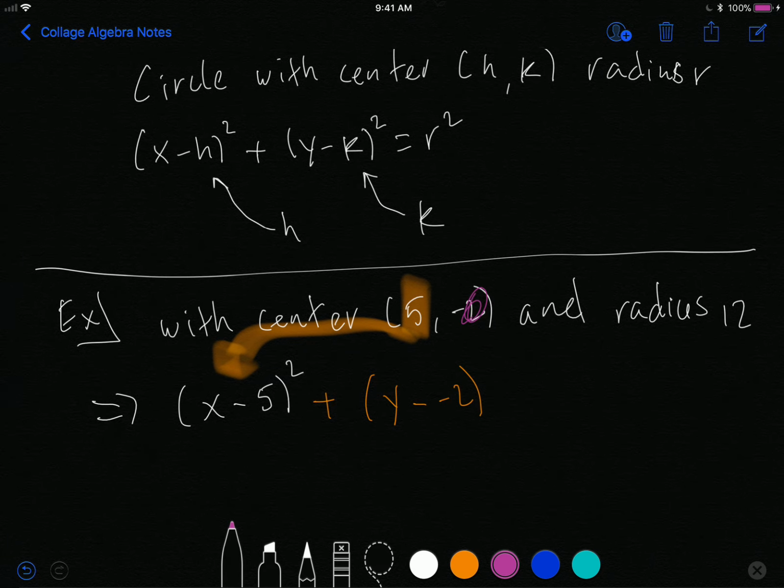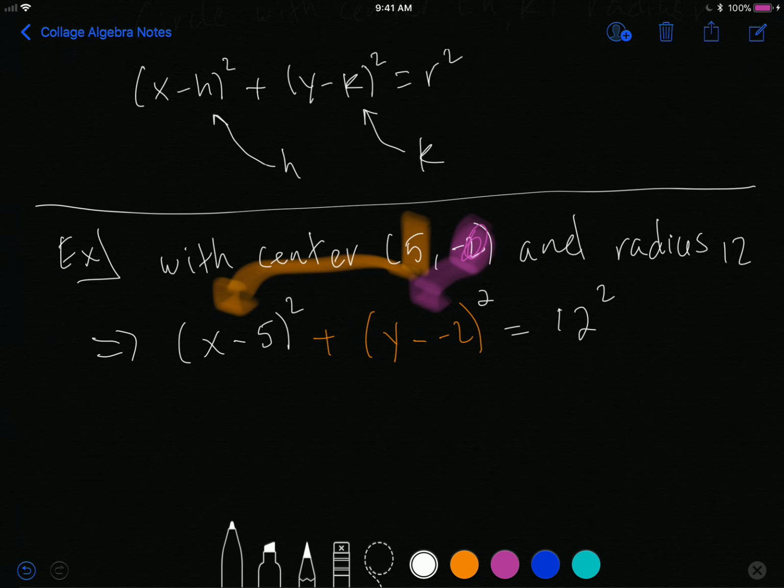The y values stay with the y values, and of course this right here is going to be, oh, don't forget that square is equal to 12 squared. Obviously a negative and a negative is a positive, and so this equation simplifies to x minus 5 squared plus y plus 2 squared equals 144. This is the equation of a circle with radius 12 and center 5, -2.